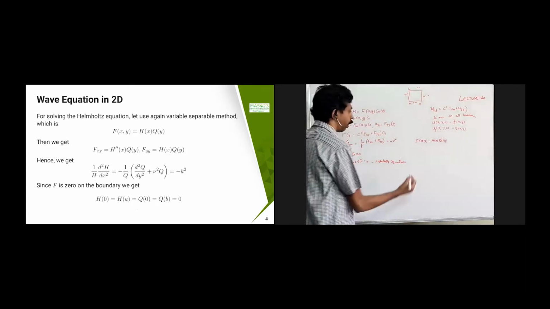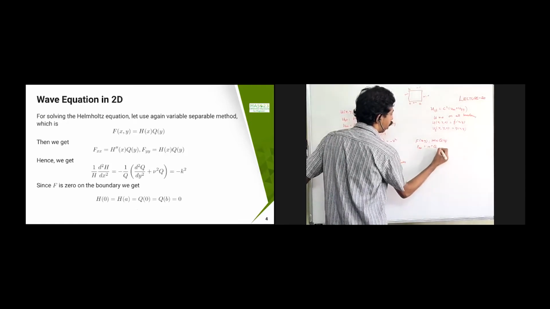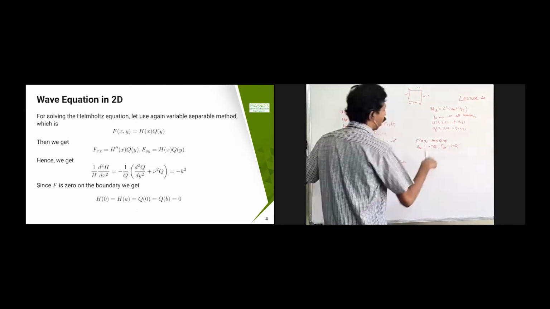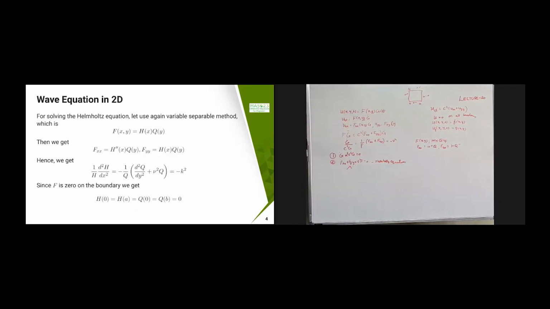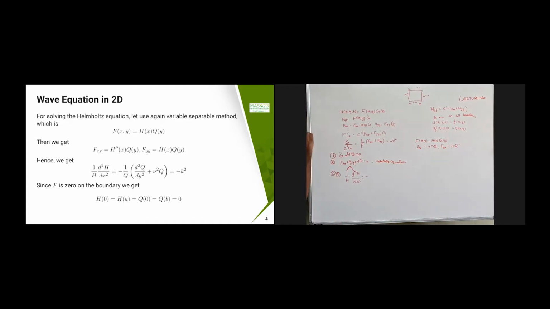So fxx is going to become h double dash into q, and fyy is going to become h into q double dash. Again you can use this logic, etc. So therefore you are going to get two equations from here. Let me say 2a. So 2a is going to become, you can apply that, 1 by h into d square h by dx square is going to come, equal to minus 1 by q.